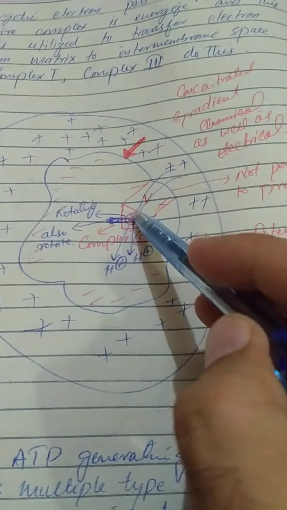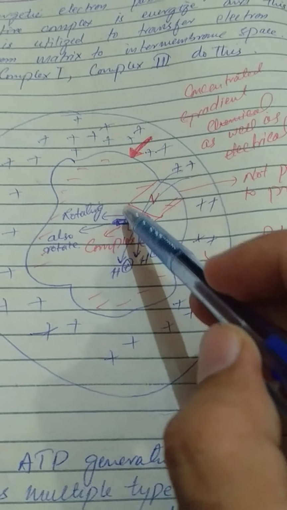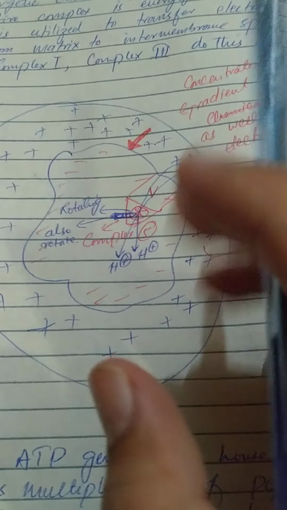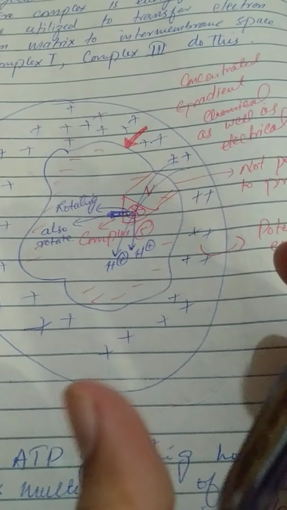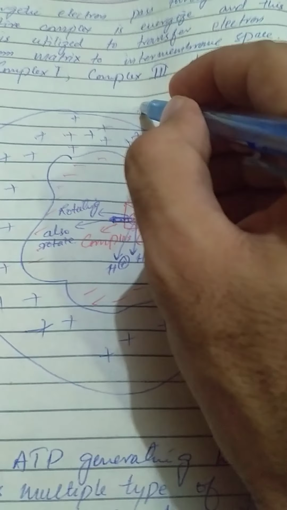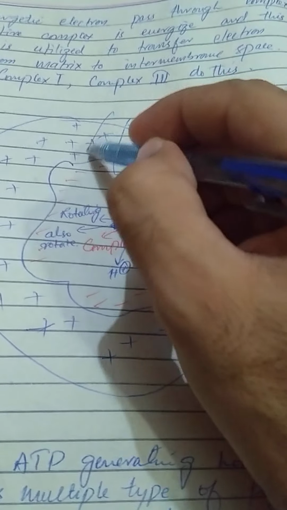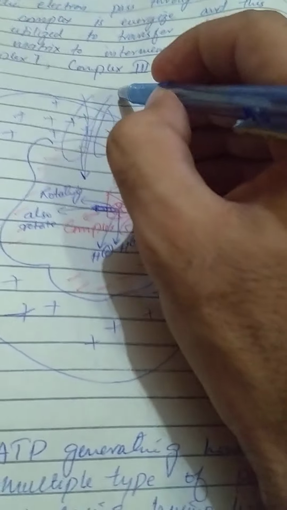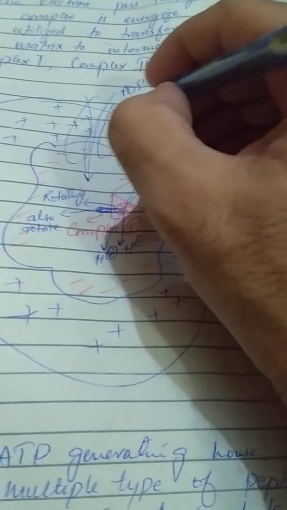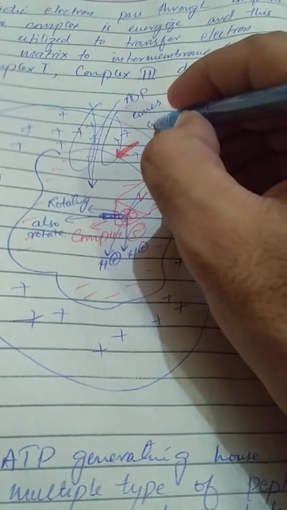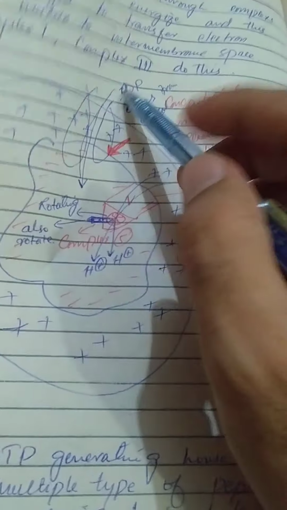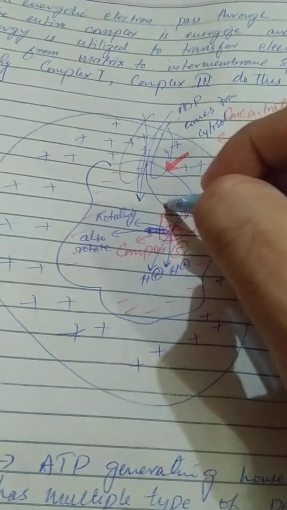Now we have complex number 5. Complex number 5 has different types of proteins, and it has two parts. In one part they have free phosphates, and in the other part they have ADP. ADP actually comes from the cytosol through a special type of gate. From this gate, ADP comes from the cytosol, and from the cytosol it comes to complex number 5, that portion in which we have free ADP.